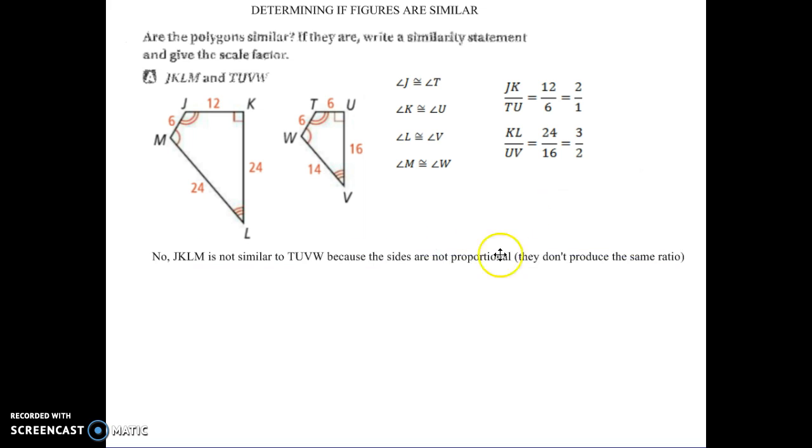So, although the angles gave us congruent corresponding pairs, the sides did not produce the same ratio. So we would say no, JKLM is not similar to TUVW because the sides are not proportional. And again, what that means is that they don't give you the same ratio.